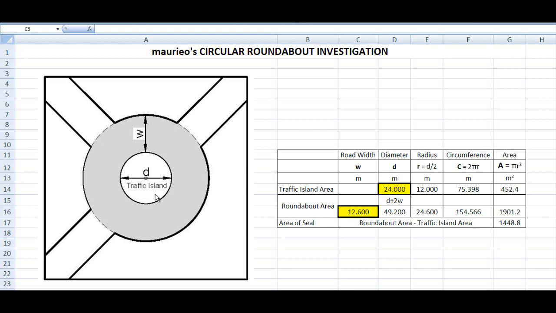Just looking at that, we can see that the traffic island is a circle. We're given the diameter there, so we know that there is a formula for the area of a circle, and we can work that out pretty easily. The larger circle, similarly, we can work out the area of that, and then to get the area of the seal, of course, we would take the area of the smaller circle away from the area of the larger circle.